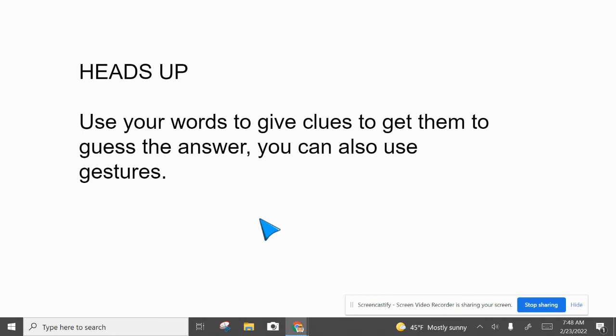All right, in 3, in 2, in 1. Here's your clue. Here's your words. You got to get them to guess.